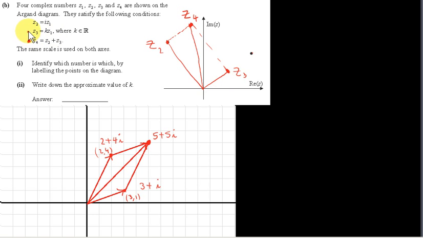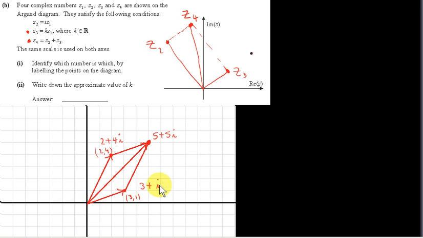Actually, if we look at this relation here, we see that Z3 is a scalar multiple of Z1. So k is just a real number. If we multiply a complex number by a real number, we get a complex number that's on the same line as the original complex number and the origin.